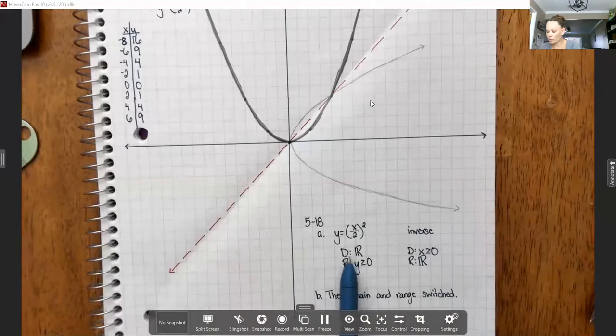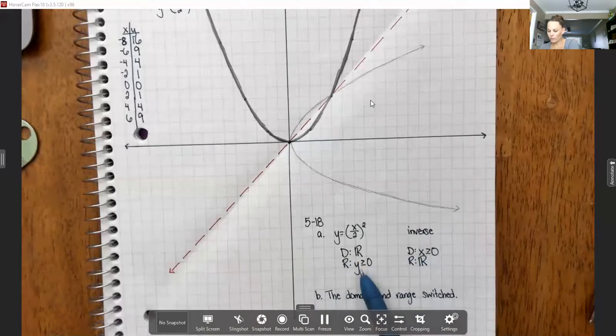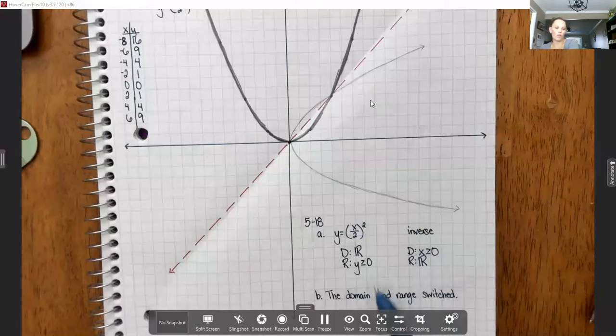Here the domain was all real numbers, so then the range becomes all real numbers. y is greater than or equal to 0 was the range, so the domain is x is greater than or equal to 0. Remember, domain is x and range is y. So they switched, and then x and y also have to switch there too.